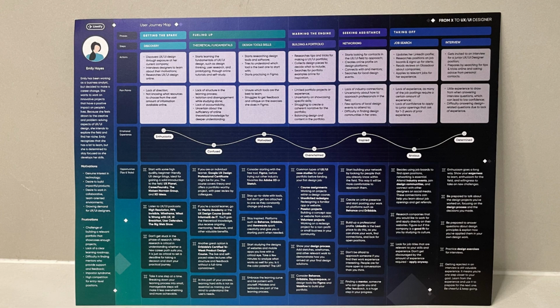Let's start with the structure of the document. First, on the left side, we have the user persona with their motivations and frustrations. Then we have the following sections: phases, steps, actions, pain points, emotional experience, and last but not least, opportunities where you will find tips and tricks.